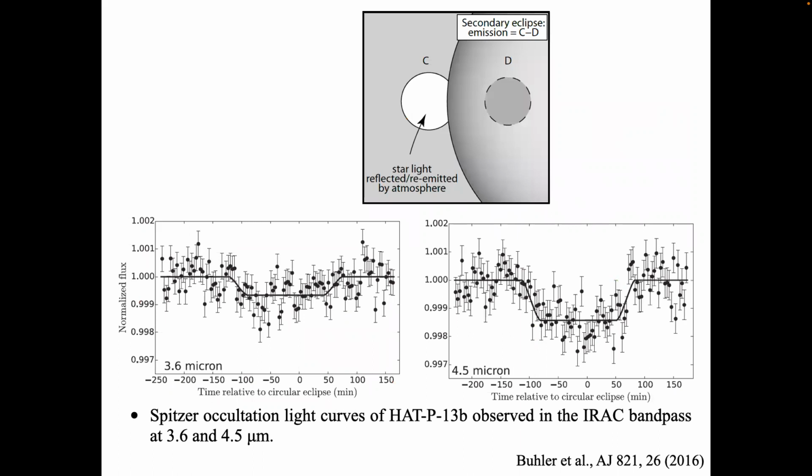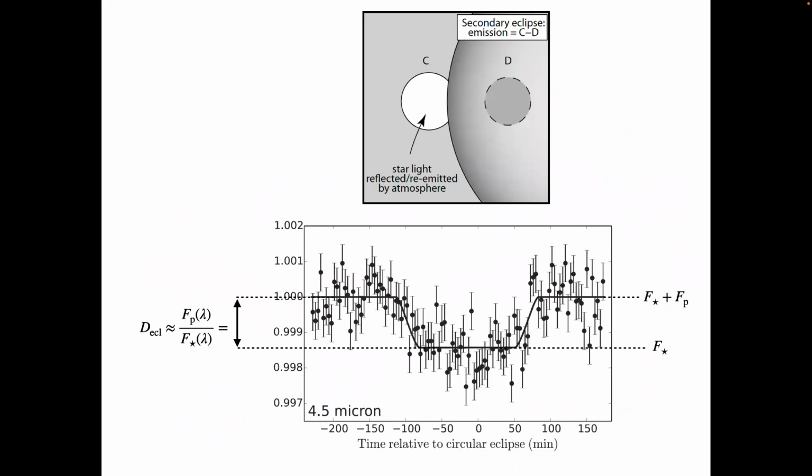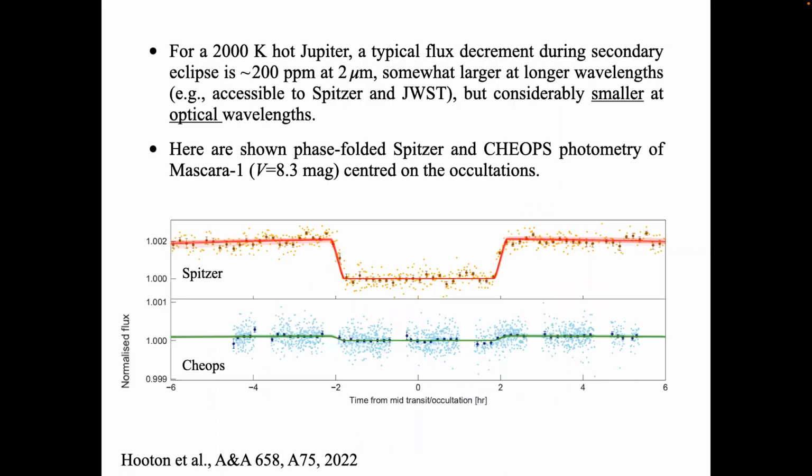And okay, you can also measure the occultation, so you can measure the depth of the occultation. You can use the Spitzer to do this. You can have these nice light curves, and you can measure the flux of the planet because you can measure the difference between the flux before the occultation and during the occultation. And this can be done with the Spitzer very easily, very hard to do in the optical. You have to go to the near infrared. And that's something that you can do also with the James Webb Space Telescope.